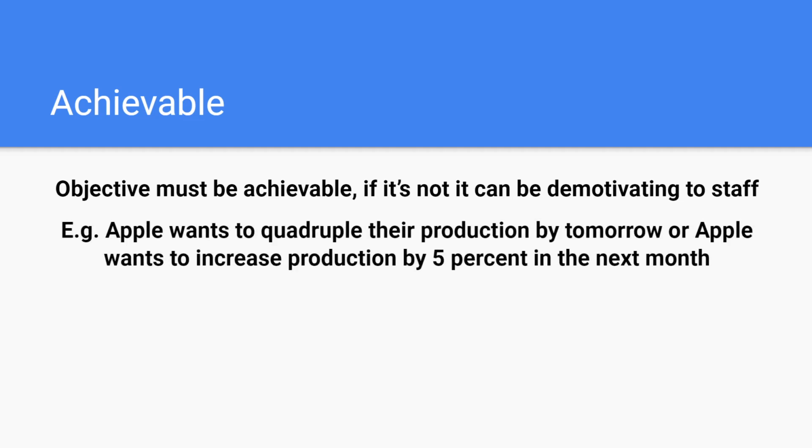So in Apple's case, what if they would say that they want to quadruple their production by tomorrow? This, of course, is impossible and it's not achievable. But if Apple says they want to increase their production by 5% in the next month, that's more reasonable. And that's something that the operation management team can look to, analyze, and might even be able to achieve.